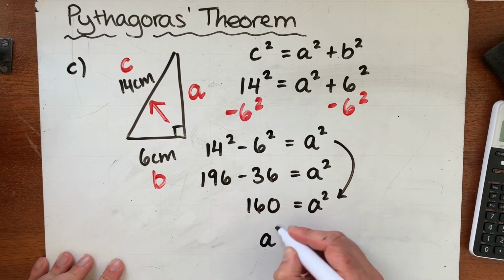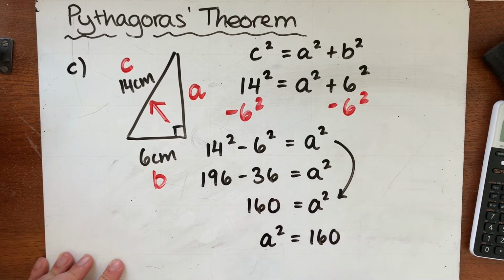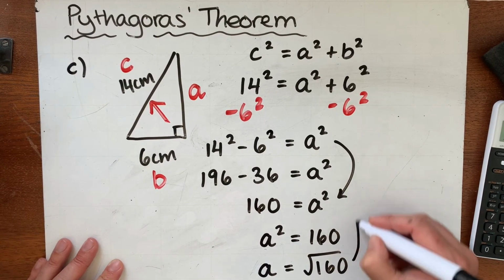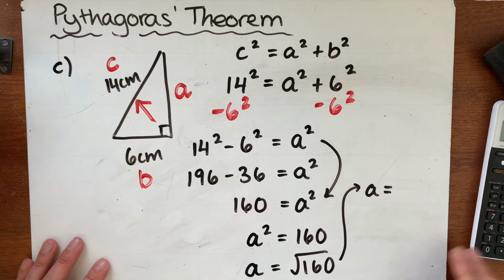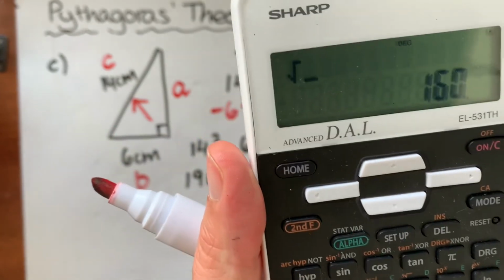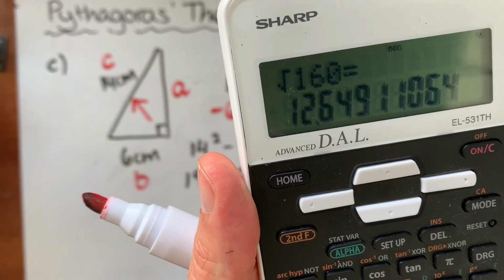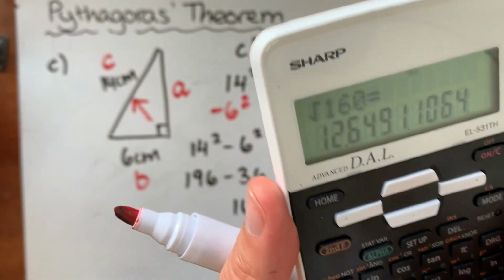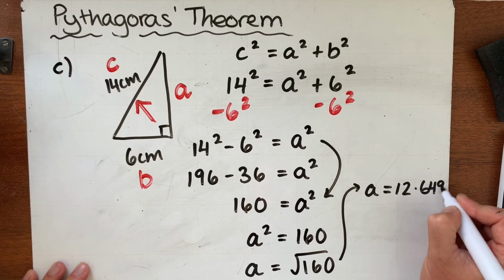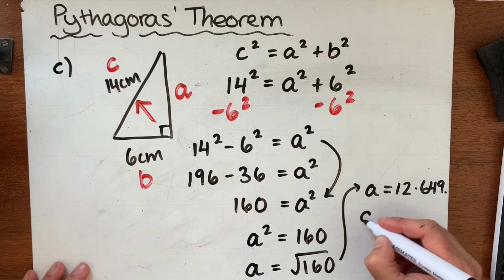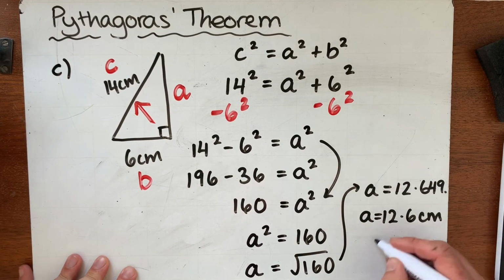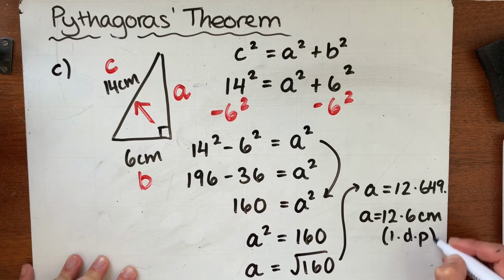Alright, I'm just going to spin things round. Just prefer having A on the left hand side. A is equal to the square root of 160. So square root 160, and that gives us 12.64911064. Again, I'm going to write down 3 of those digits after the decimal point. That goes on for a little bit, and then we're going to just round this to 1 decimal place. 12.6 centimetres, correct to 1 decimal place.